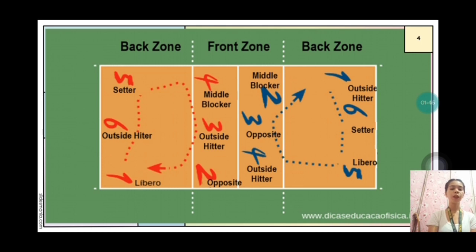The players who cover the front zone are the middle blocker, the outside hitter, and the opposite. They are going to cover half of the court, and the other 3 players will cover the back area. The setter, the outside hitter, and the libero are designated in the back zone.